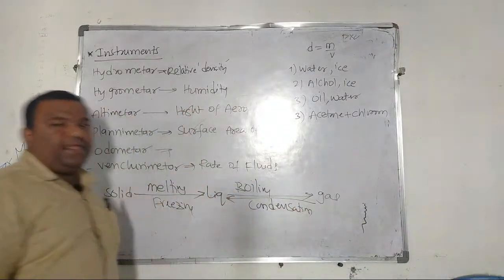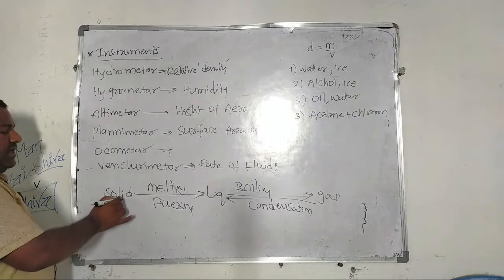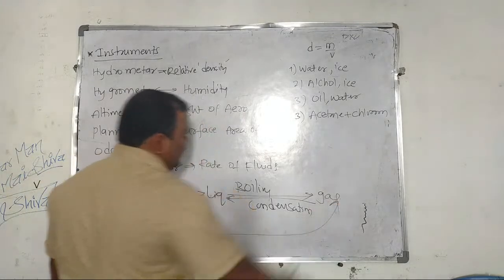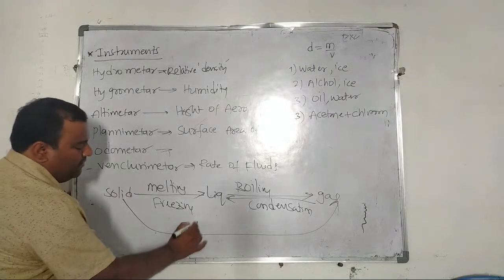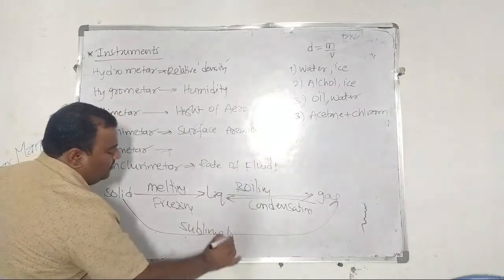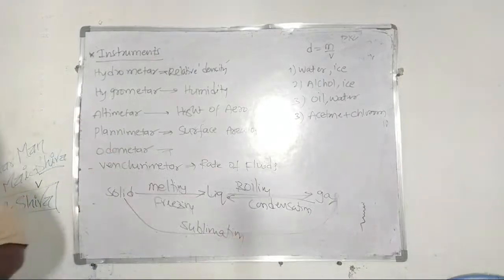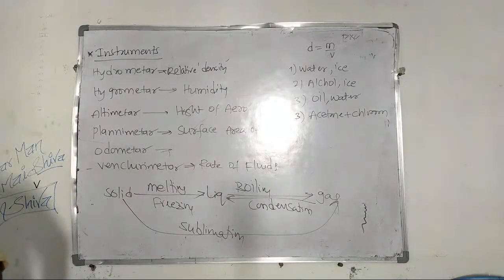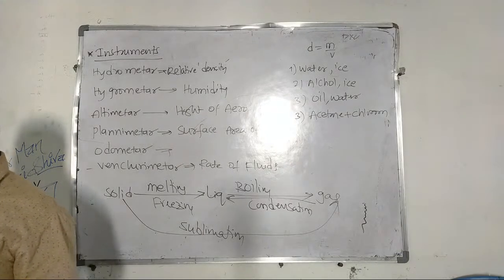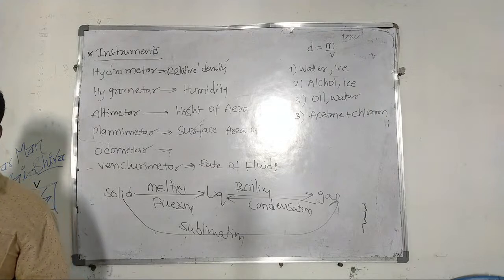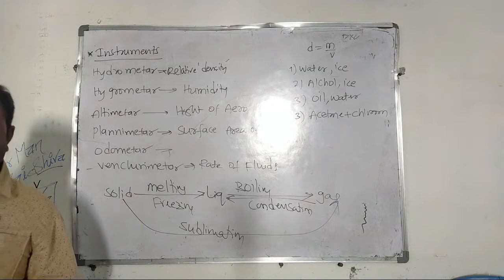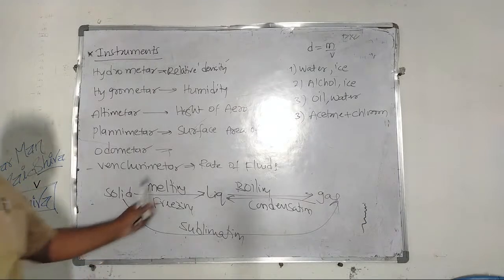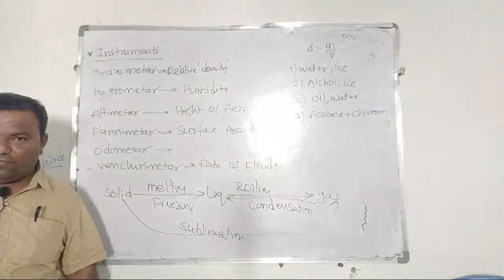Condensation. Now, the conversion of solid into gas is called sublimation. For sublimation, examples are iodine, dry ice, camphor. You know camphor, karpuram. That is directly converted from solid to vapor. Naphthalene is also converted from solid to vapor. So write down.